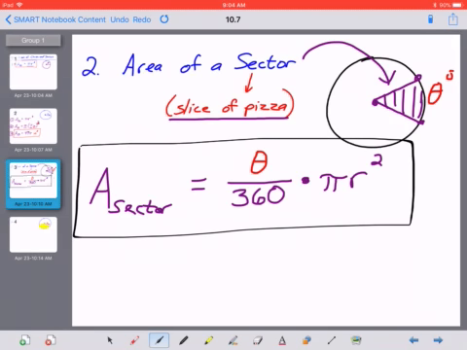It's very similar to what we did a couple weeks ago before spring break when we were talking about arc length. We did theta over 360 times, in that case, 2 pi r, which was the circumference of the entire circle. But here, since we're talking about area, we use pi r squared, which is the area of the entire circle, and then multiply that by the fraction of theta over 360, and that'll get us the area of just an individual sector. Okay, so that's a formula we need to have down.